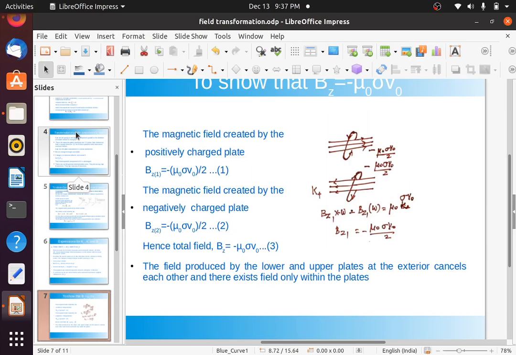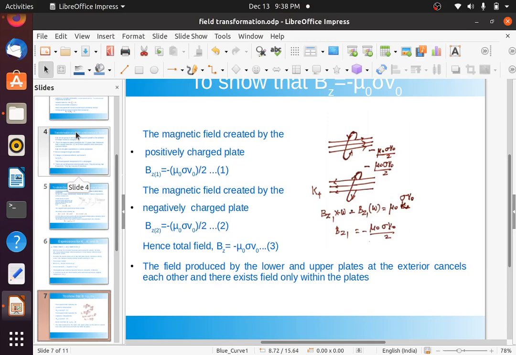Whereas for the negative plate, the current is along the positive direction, so the field lines go into the capacitor plates at the lower side, and the magnetic lines come towards the observer, towards us, through the upper side of the upper plate.